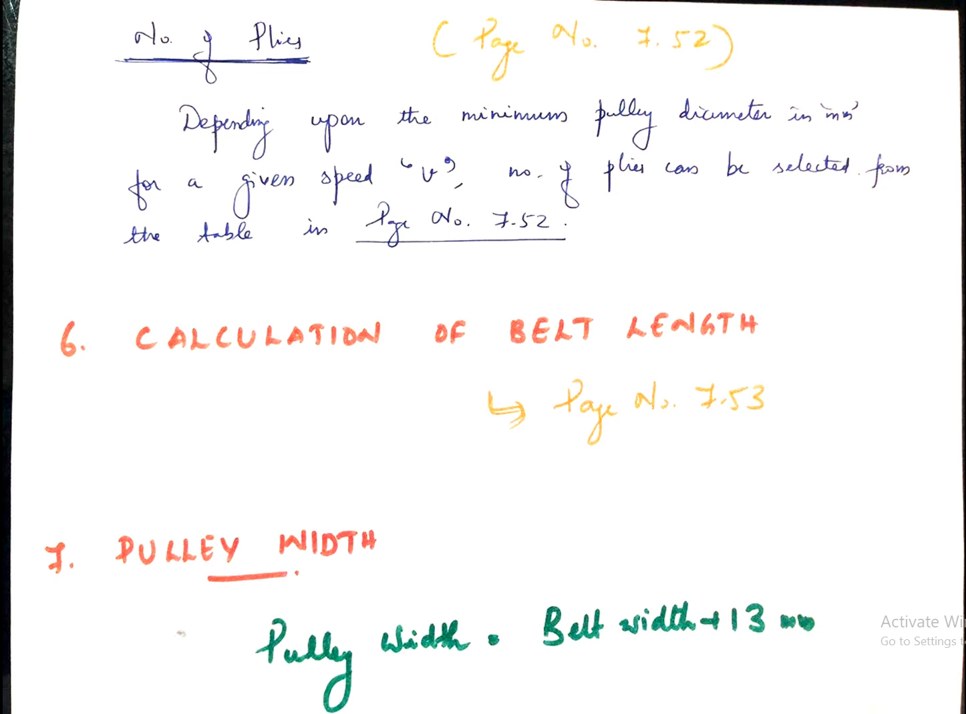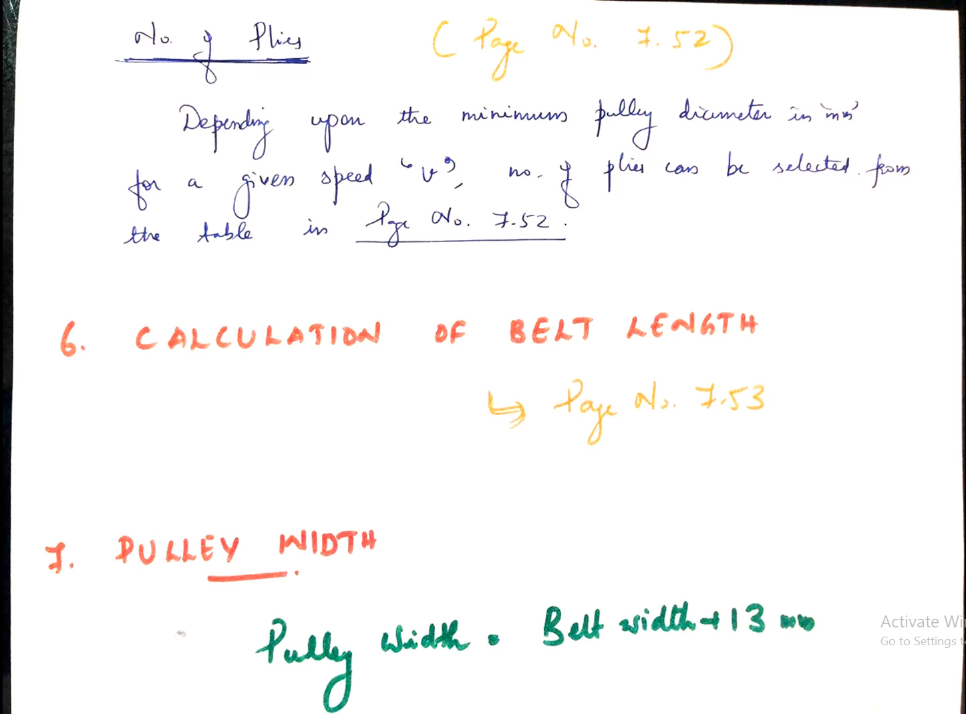Once you are done, you may go to the calculation of the belt length, which is your third parameter. It is pretty much simple. In page number 7.53, depending upon the conditions, you will get different length equations. Depending upon the condition, in the sense that there are open belt, similarly there are closed belt and all. So depending upon the condition which is given in the question, you can select the length equation, and you may substitute all the values in that equation, and you can find the belt length.